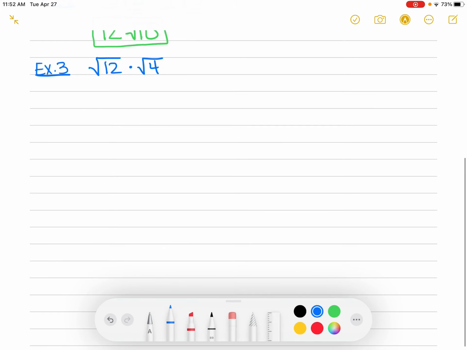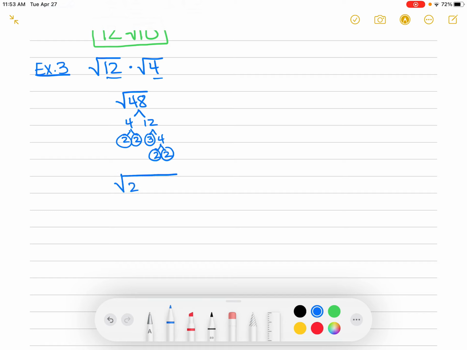So when I solve this one, I multiply those two together, and I'm going to get 48. But I don't want to stop there because I know that this can be a square root of something. So I'm going to do my factor tree like we learned in the last one. Now I know it's 4 times 12 because I had 4 times 12 up here. And then this is 2 times 2, and 12 is 3 times 4, which is 2 times 2. So look at all these primes I have right here. So now when I do the square root, I have 2 times 2 times 2 times 2 times 3.